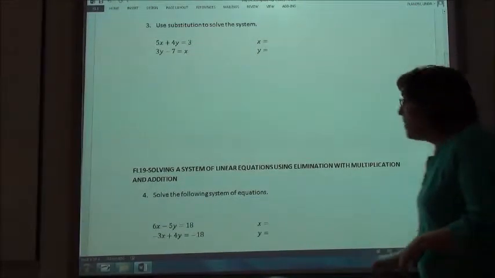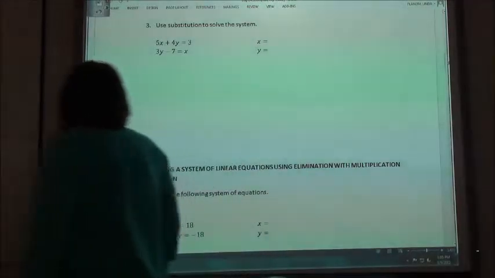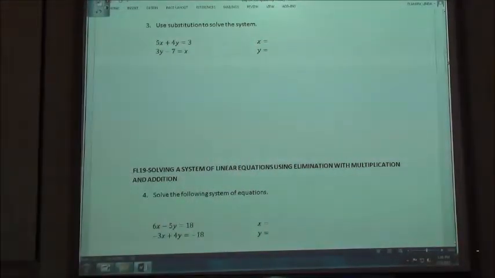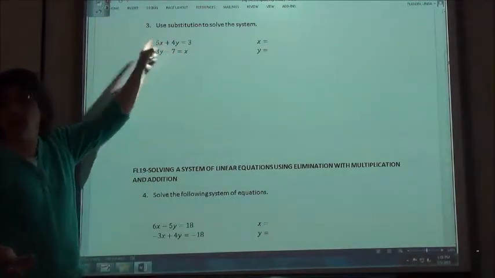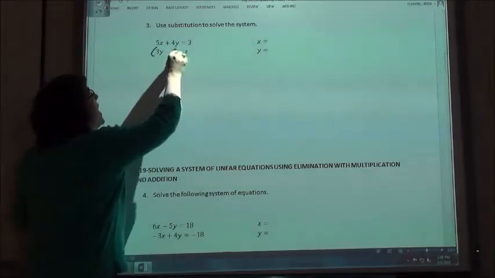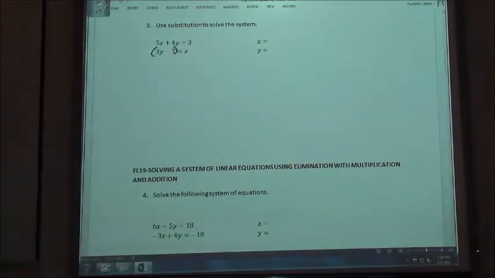So number 3, we have 5x plus 4y equals 3 and 3y minus 7 equals x. So we do have that bottom equation solved for x. They just wrote it backwards to see if they could mess you up. Since this one is solved for x, we can use our top equation and replace the x with the 3y minus 7. So if we do that, what would we have?